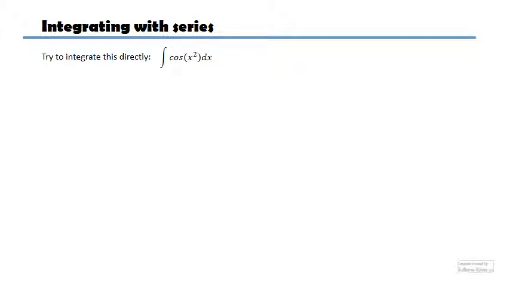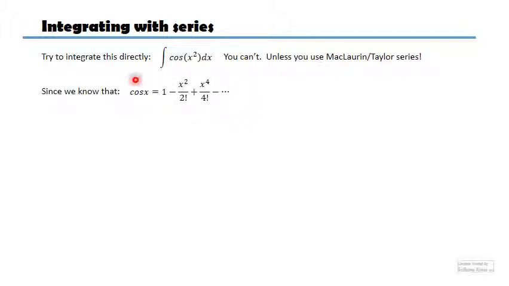If you ever try to integrate this thing, you can't. It's a good thing to give to somebody as a trick. Hey, try integrating this. They won't be able to. But you can only do it if you know about Maclaurin and Taylor series. So you know the cosine of x is equal to 1 minus x squared divided by 2 factorial plus x to the power of 4 divided by 4 factorial and so on. Alternating the signs, plus, minus, etc.